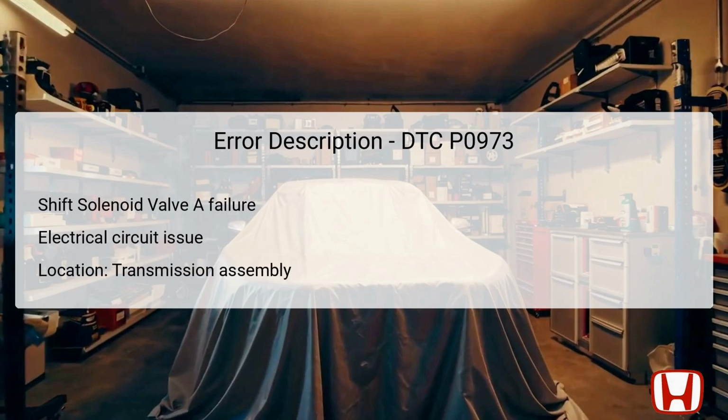The error description for DTC P0973 indicates a failure specifically in the shift solenoid valve A. This solenoid is a vital component located within the transmission assembly, and it is responsible for regulating the flow of fluid used in gear shifting. It operates based on electrical signals sent from the powertrain control module, or PCM.